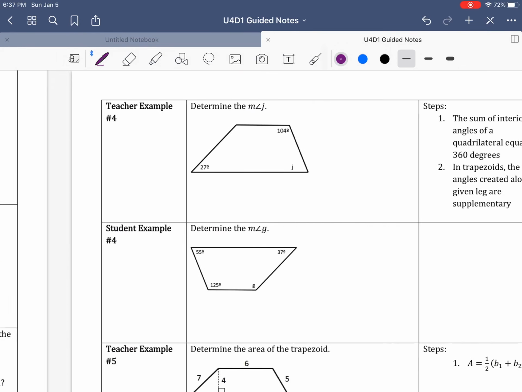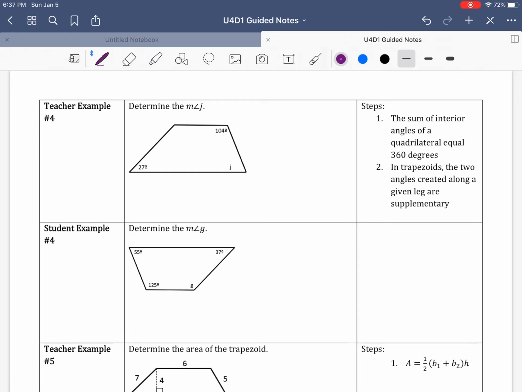Okay, so let's try a couple of teacher examples. The first one, determine the measure of angle J. What I have to do first is identify where are my bases, what are my parallel sides. And I can see here, it's gonna be this one here and this one here. That means this is a base, leg, leg, and base.